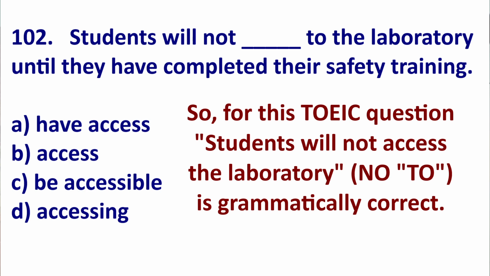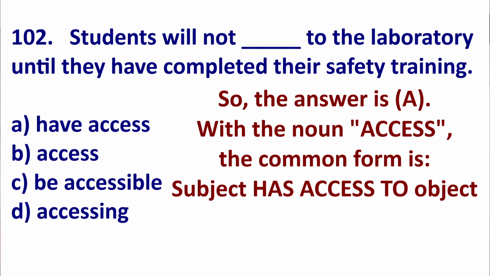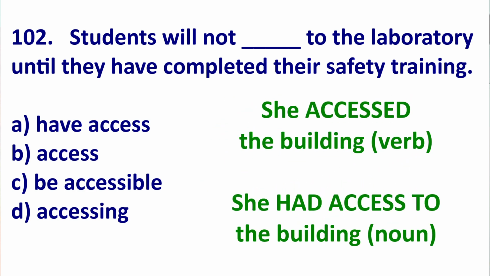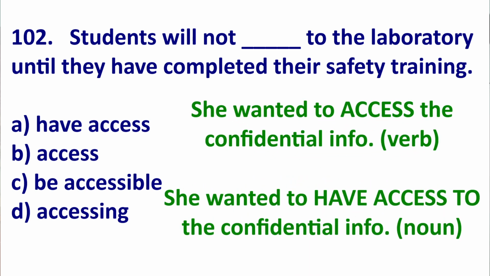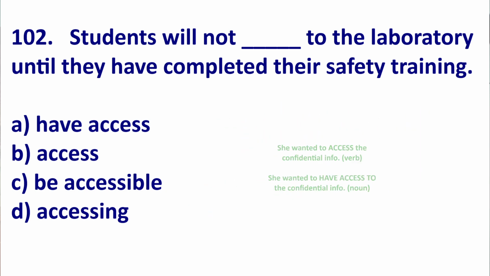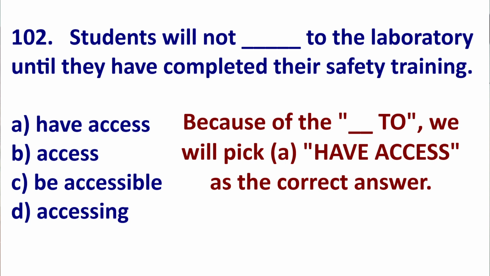Because that is verb access. However, the answer is A because when you use access as a noun, we have the form subject has access to object. An example, she accessed the building. She had access to the building. That's the noun form. Or she wanted to access the confidential information. She wanted to have access to the confidential information. So because of the to, we are going to pick A. So the whole idea, students will not have access to the laboratory until they have completed their safety training. Notice we have access to. Therefore, A.